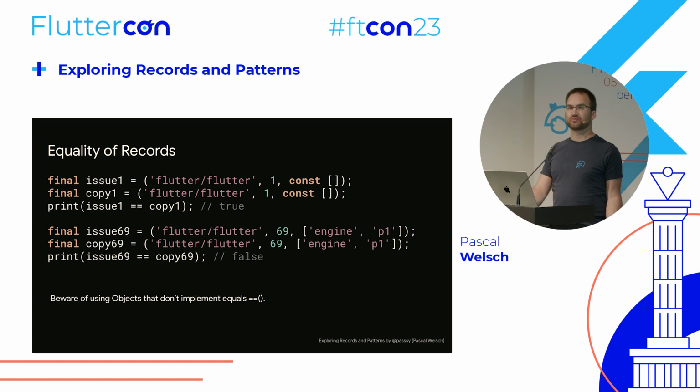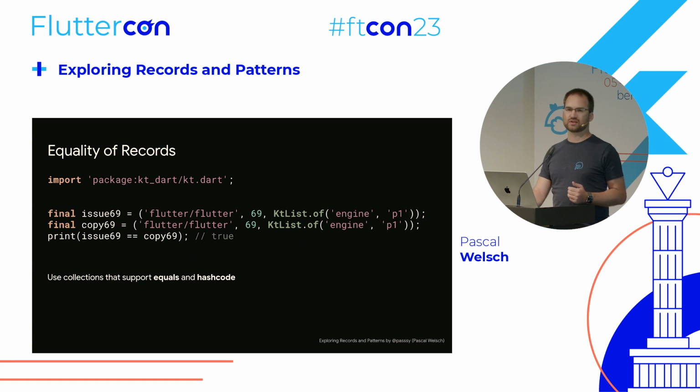There's a solution to that, of course. You can use third-party packages that have lists and collections that do support this. For example, KtDart. Just replace the Dart collections with KtDart collections, and it will just work as you would like. You can put everything inside a record, for example, functions as well. They are also not equal to each other, so be a bit careful if you rely on the equality. You cannot override it. You have to use what is supported by the language.